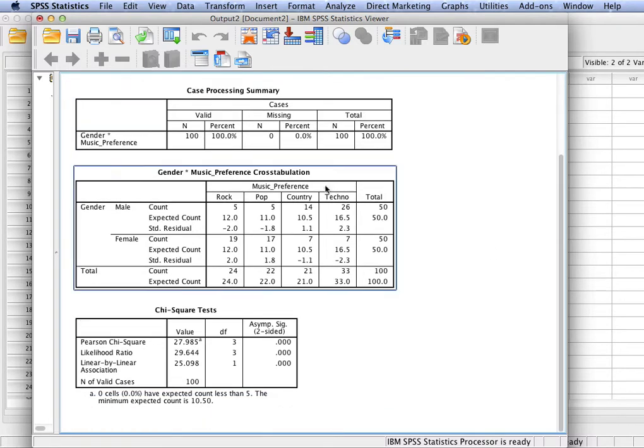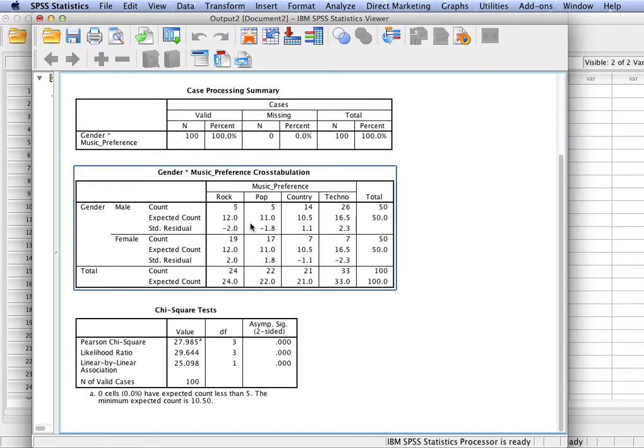So now we have our table, and this looks a lot like the one we calculated in class. However, it also has the standardized residuals built right into it. So what we can see is that we have our males and females here, and then we have rock, pop, country, and techno right here. So the count is what we actually see in the data. So we see 5, 5, 14, 26, and 19, 17, 7, 7.